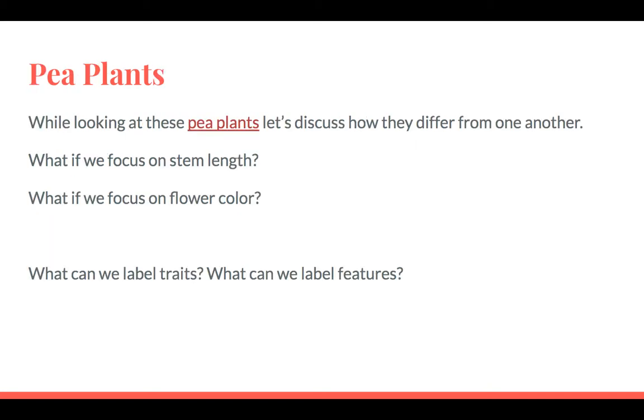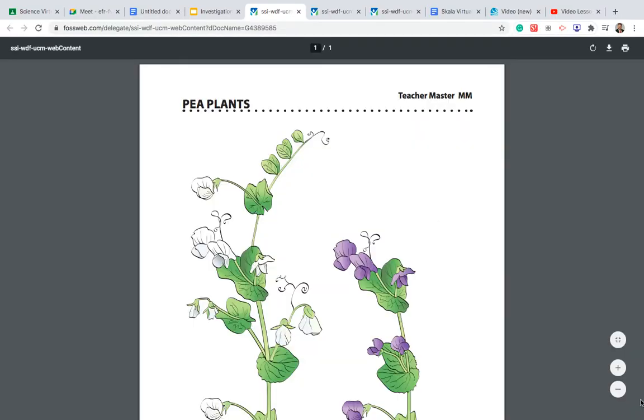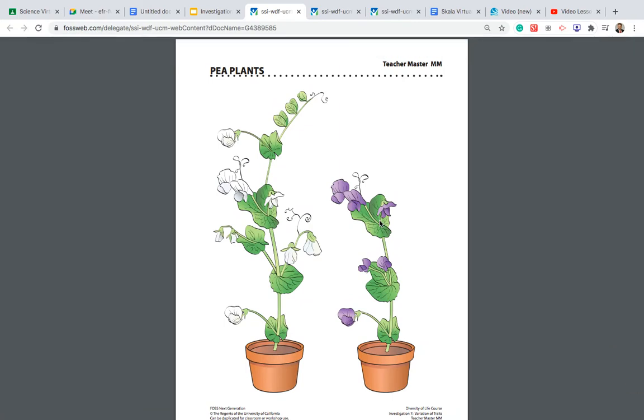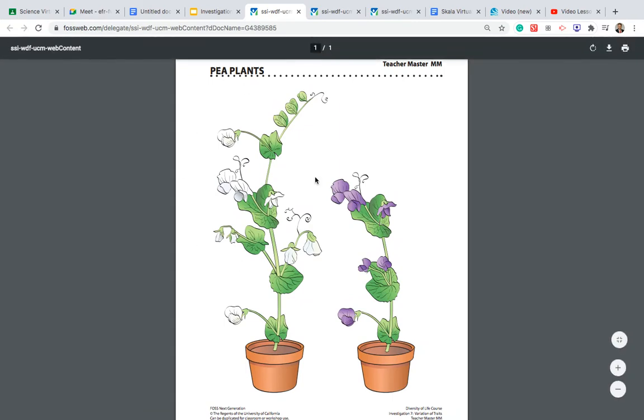So, pea plants. While looking at the pea plants, let's discuss how they are different from one another. Let's look at stem length, flower color. What can we label? Can we label traits and can we label features? So looking at our pea plants, we can see some features that they both have in common. Remember, all pea plants will have these features.